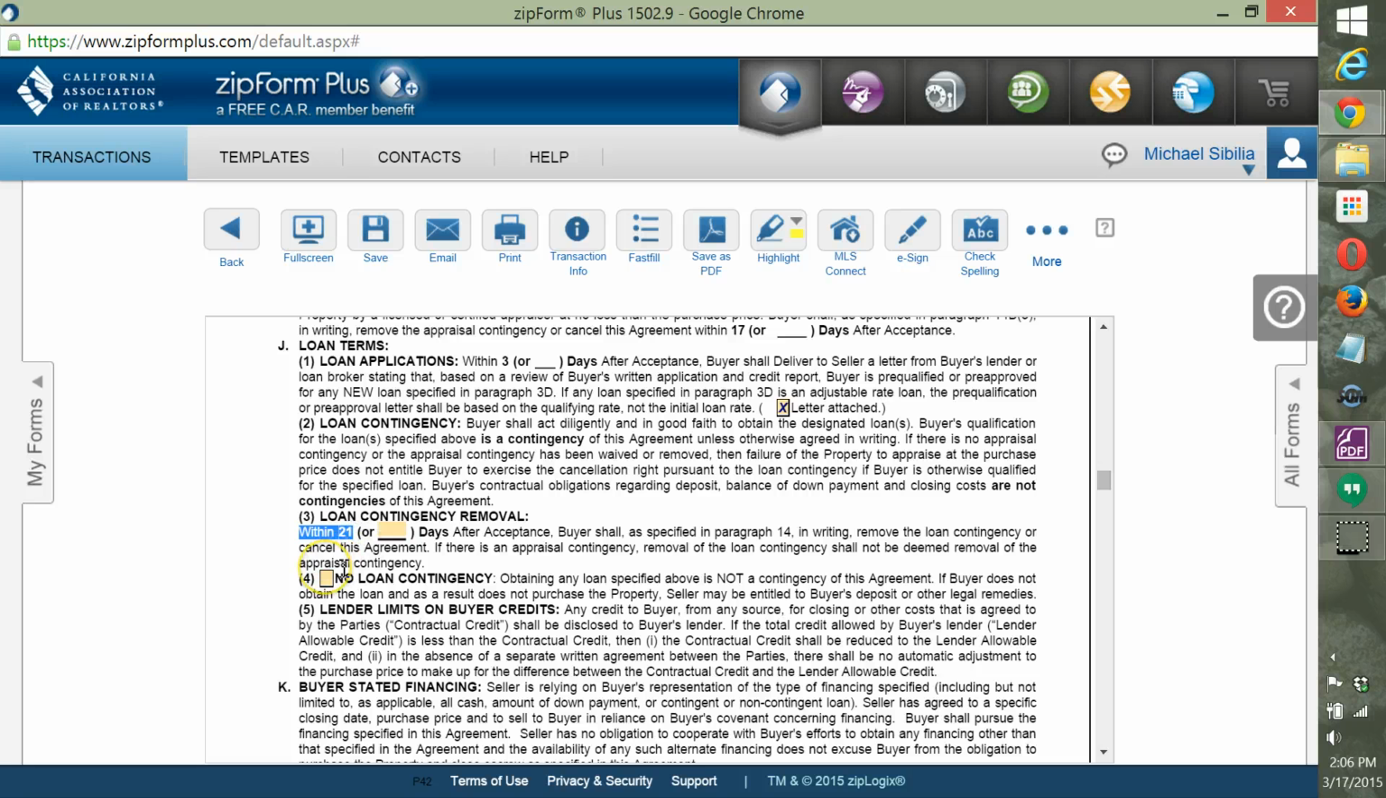You should have a discussion with the loan agent. You should be able to trust your loan agent, and the loan agent should tell you the number of days. What has to be done to remove the loan contingency? What actions does the underwriter have to take? You have to have the contingency removal form signed.